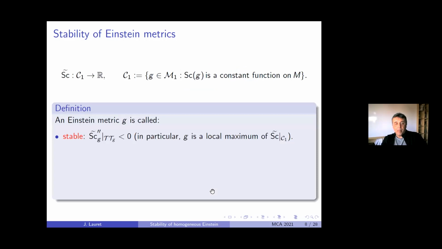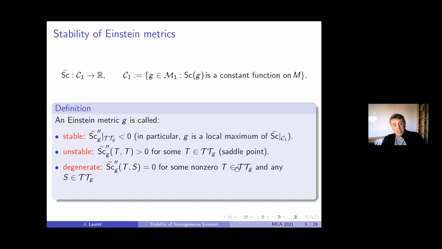So the question is, when is it negative definite? That is, you get a local maximum for the functional restricted to these constant scalar curvature metrics. These are called stable. Unstable is when you have a positive direction for the Hessian, so you have a saddle point, and degenerate when you have something in the kernel of the Hessian, as always. So these are the kinds of Einstein metric you may get.